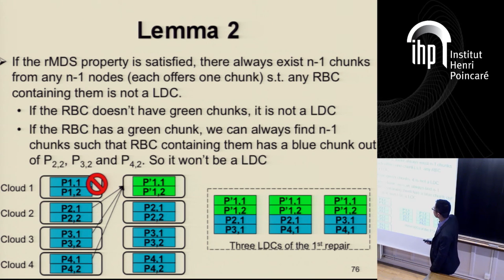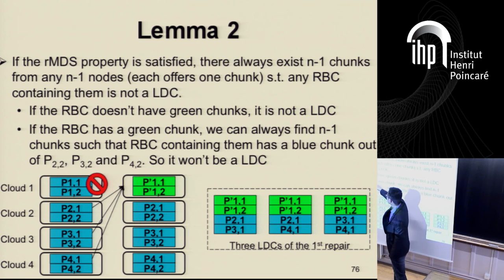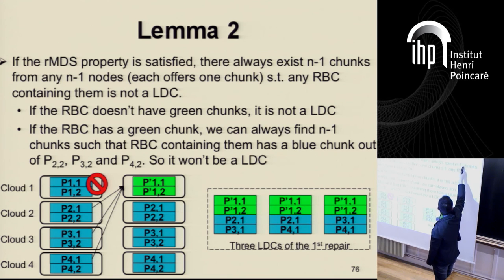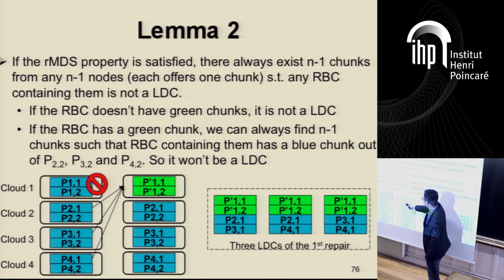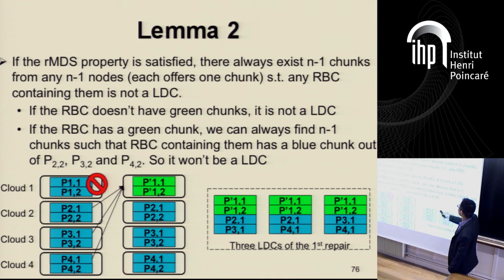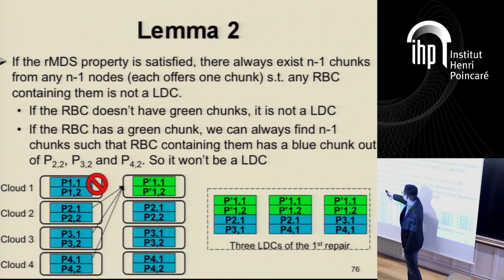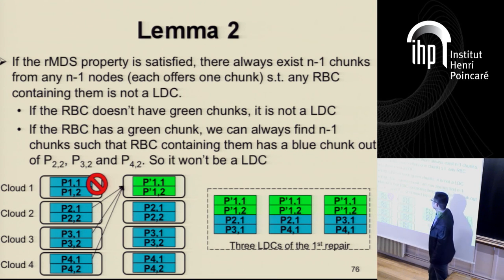And case two is that if the RBC has a green chunk, that means these N-1 chunks from N-1 nodes contain one green chunk. Then we can always find N-1 chunks such that the RBC containing them has a blue chunk out of P22, P32, and P42. What does that mean?